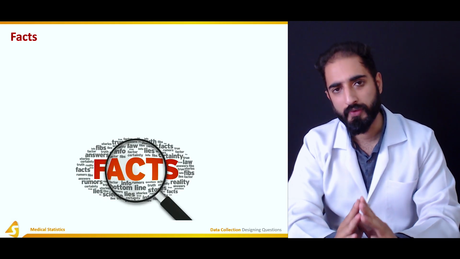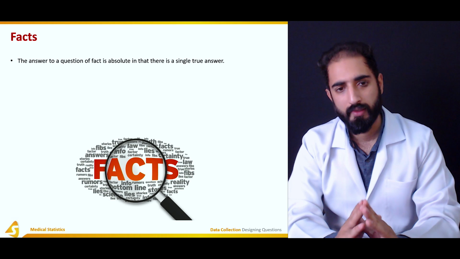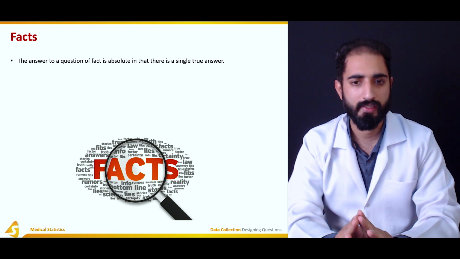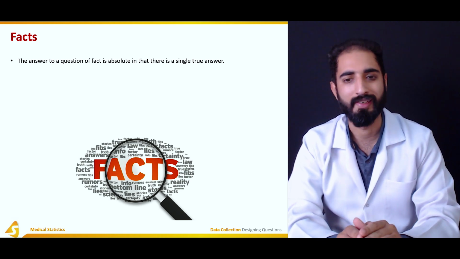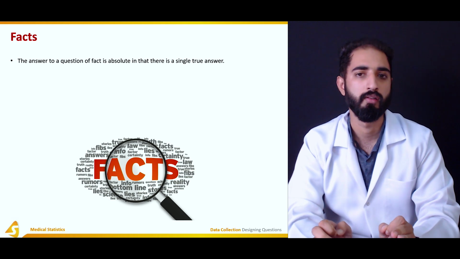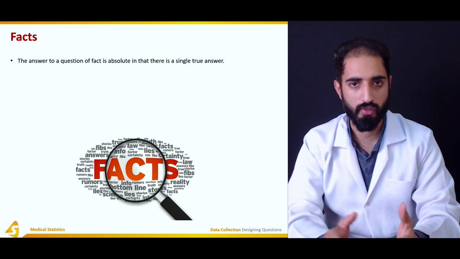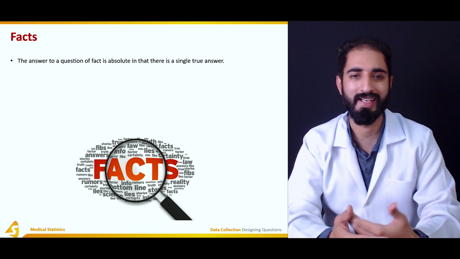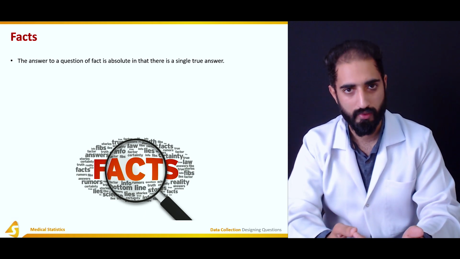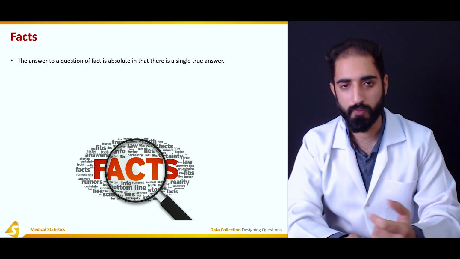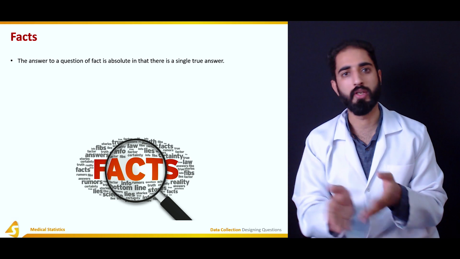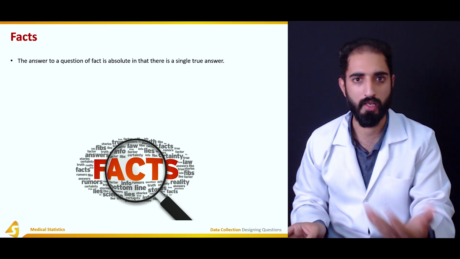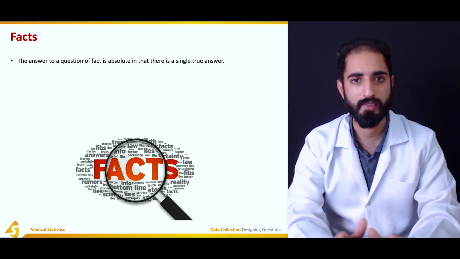Let's start off with facts. The answer to a question of fact is absolute in that there is a single true answer. For example, the question, are you married? Yes or no. There's an absolute answer to it, and that answer would be the same for that person, either if you ask him right now, or later on in the day, or tomorrow, or the day after tomorrow. That would stay the same.